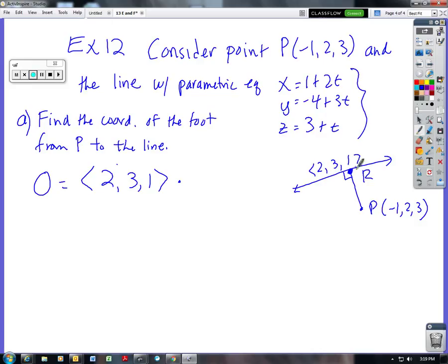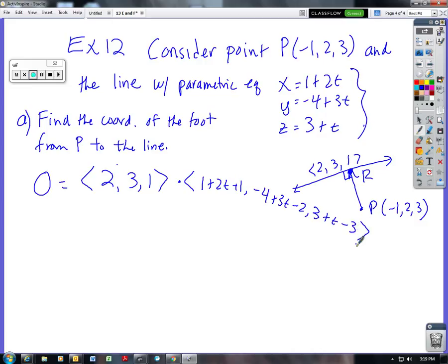Okay, we've already got the 2, 3, 1. That's the direction vector of the line. And then, just like on that other problem, we need to get the vector for P to R. Well, again, we can do the same thing. We have the formula for R up here in our parametrics, and we're going to do final minus initial, because we have the initial point. So, cool. It's just like our last one. So it's going to be 1 plus 2t minus the initial, which is minus -1, so plus 1. And then we've got -4 plus 3t minus 2, and then we've got 3 plus t minus 3.